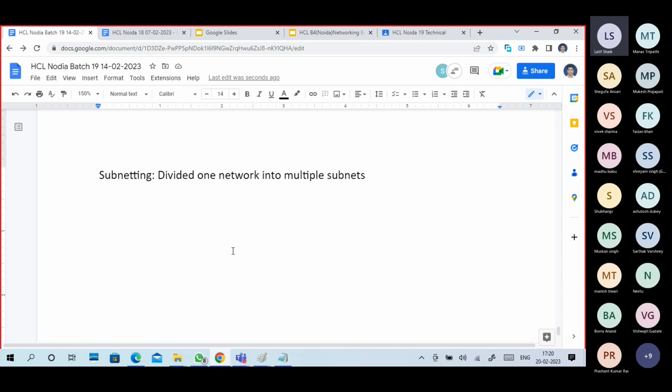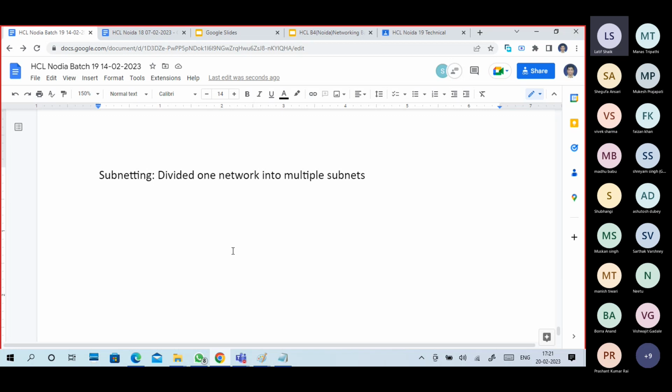So what is this? ICANN people will do it. If you need 50 public IP addresses, then they will cut one IP address block into multiple parts. I will give you a round of 50 IP addresses, means at least 60 or 62 IP addresses, I will get it. Like that, they will cut the relevant number of IP addresses.